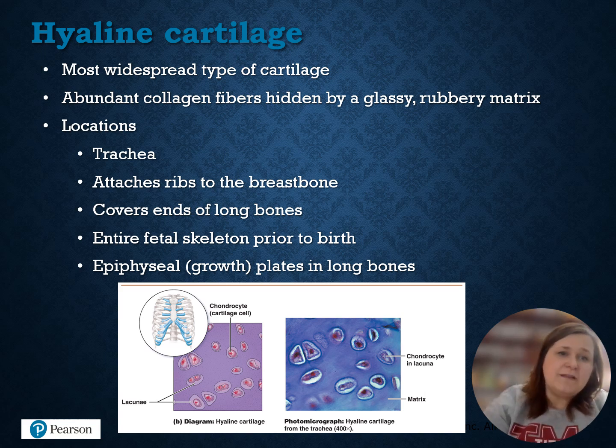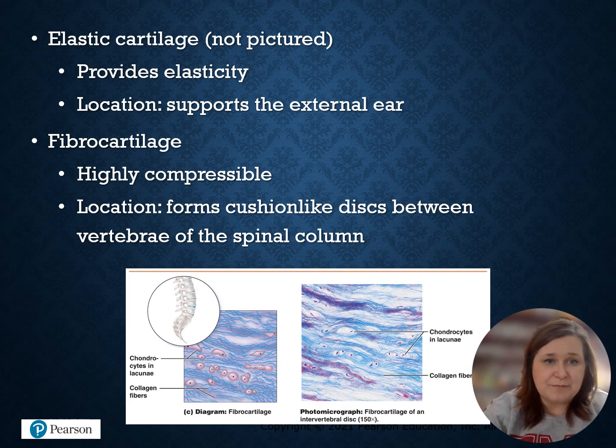So hyaline cartilage is going to be the most widespread type of cartilage. It has abundant collagen fibers. Its locations are going to be places like the trachea. It's going to attach the ribs to the breastbone. It's going to cover the ends of long bones. And it's going to make up the epiphyseal plate, or the growth plates, of long bones.